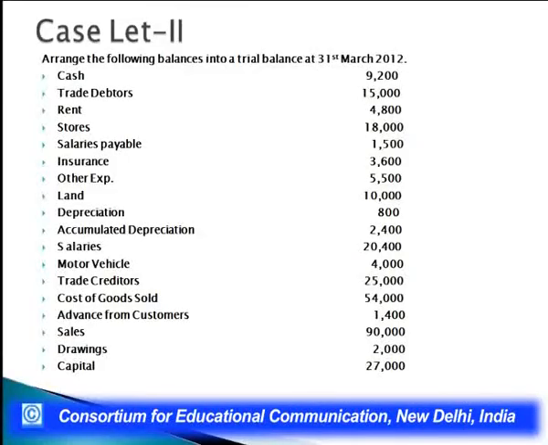Now we will take the second and the last case here to prepare a trial balance. So let's take one by one every single item and then we will see how the trial balances are prepared. Attempt the following balances into a trial balance on 31st March 2012. I would request you either note down these values or take a picture if it's possible for you, and you can practice later, but we will discuss every single item, and I wish you to be practicing by solving the example later. So cash is 9200.